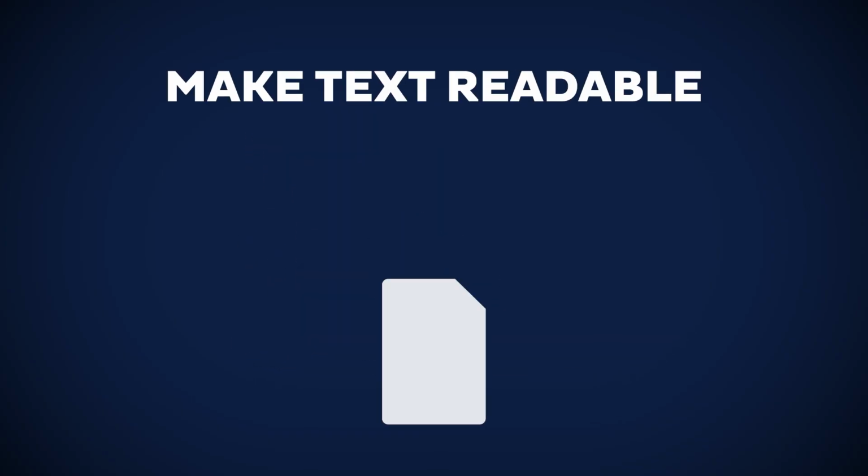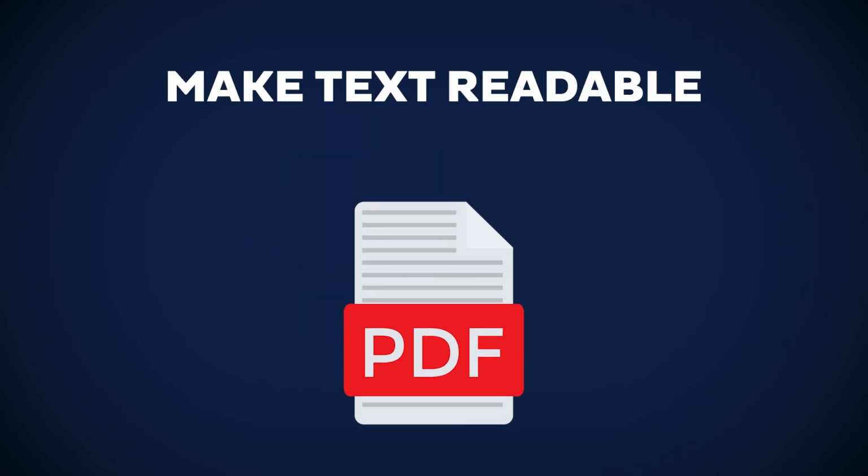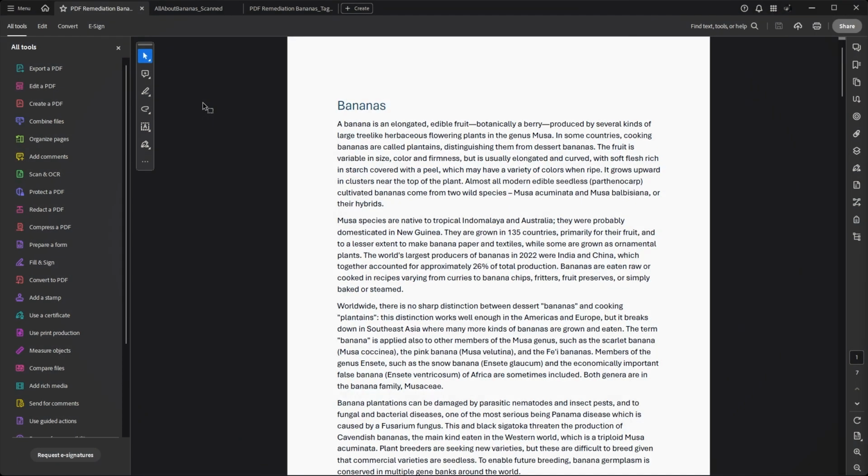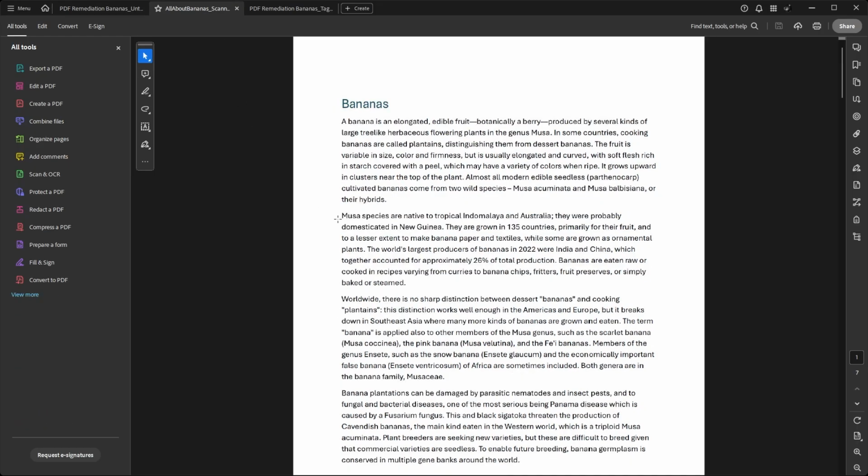First, we'll need to confirm the PDF contains readable text. Some PDFs look like text but are really just images. Screen readers can't read images of text unless they've been processed correctly. To check this, try selecting some text with your cursor. If you can highlight individual words and copy them, the text is likely readable. If you can't, screen readers won't be able to read it. This is often the case with scanned PDFs.